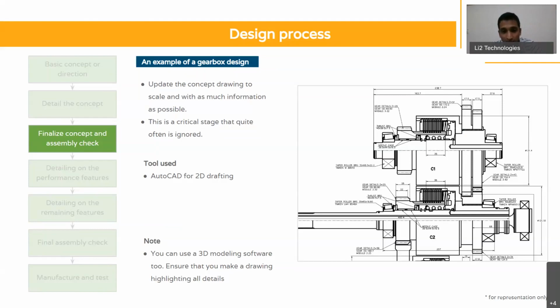The tool that was used here primarily was AutoCAD for 2D drafting. Note, you can also use 3D modeling software, but if you're using 3D modeling software, make sure you make a 2D drawing out of it. Because as you can see, for me to tell you information through this drawing is a lot easier. Instead, if I had a 3D model of this entire thing, it would have been difficult for me to tell you what size it is, what parameters go into it. So ensure that your 3D model also has a 2D drawing, at least in the concept stage.